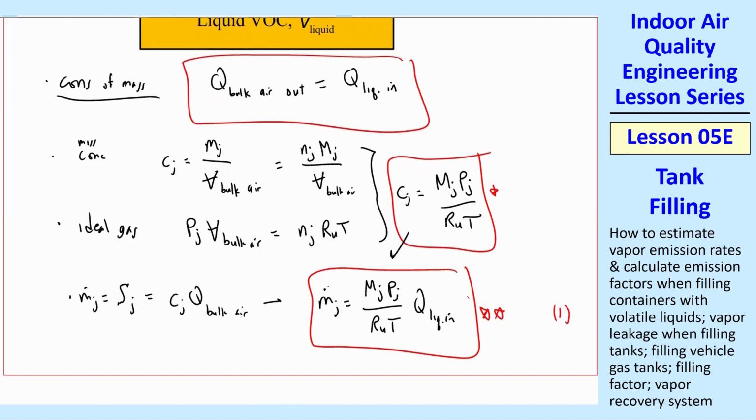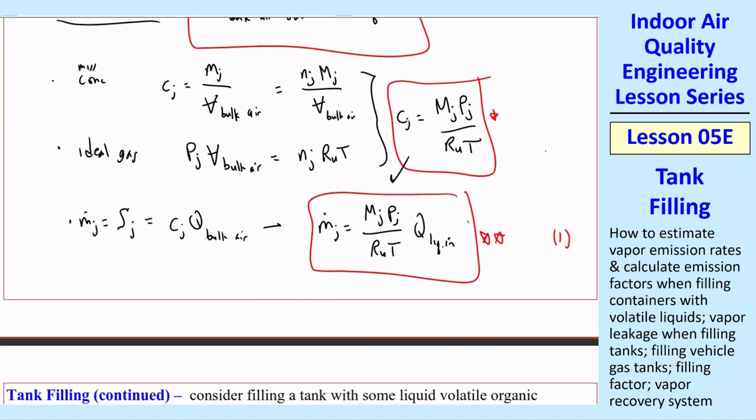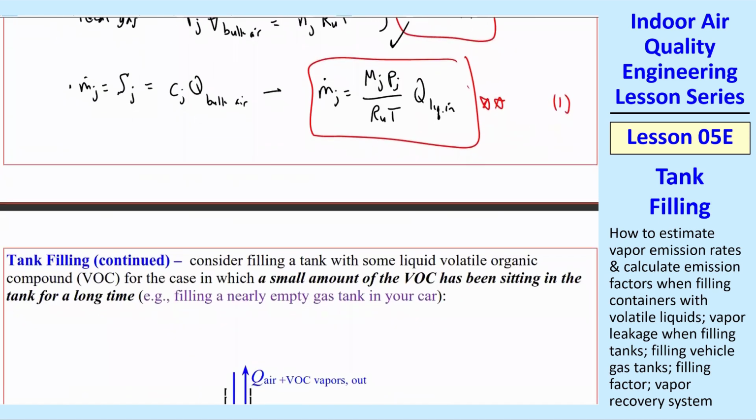So this is the displaced vapor that comes out. The only thing we don't know is P_J. So that's where we use something that we learned previously.